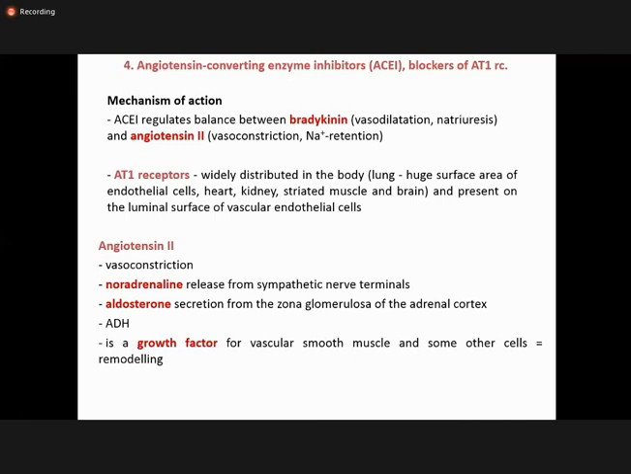This angiotensin 2 is a growth factor for vascular smooth muscle and some other cells. So it will induce the process of remodeling phenomena. So that is why this is one of the important groups that we consider in the treatment of heart failure or diabetic induced hypertension, to avoid or inhibit the remodeling phenomena that can occur.